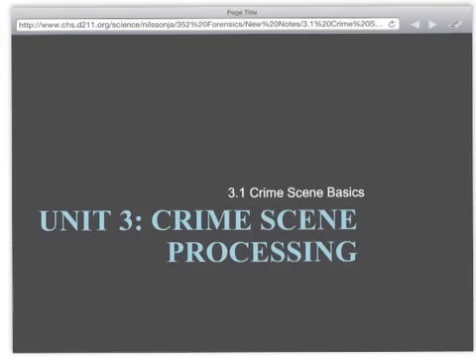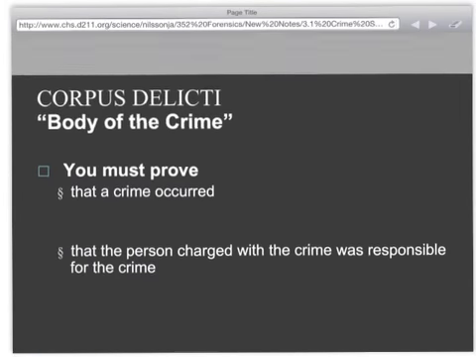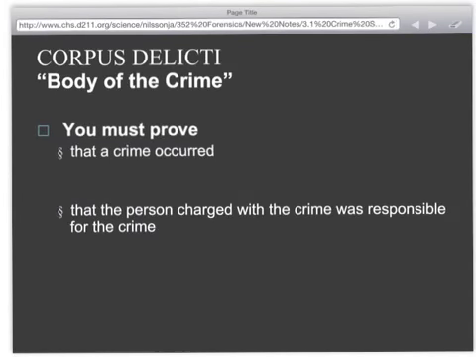Alright, Unit 3, Section 1, Crime Scene Basics. Corpus delicti means the body of the crime. What must be proved when processing a crime scene? First, obviously, you need to prove that a crime occurred. Second, that the person charged with the crime was actually responsible for that crime.